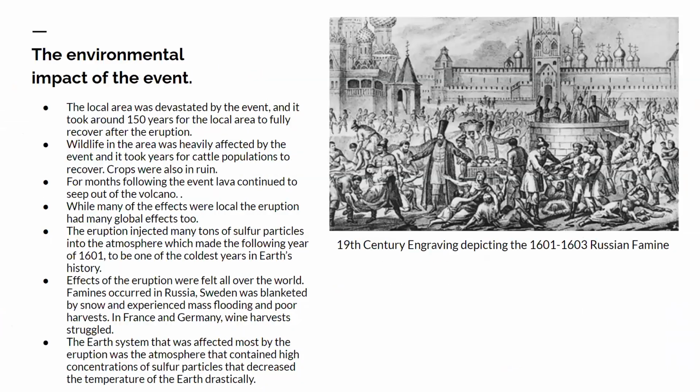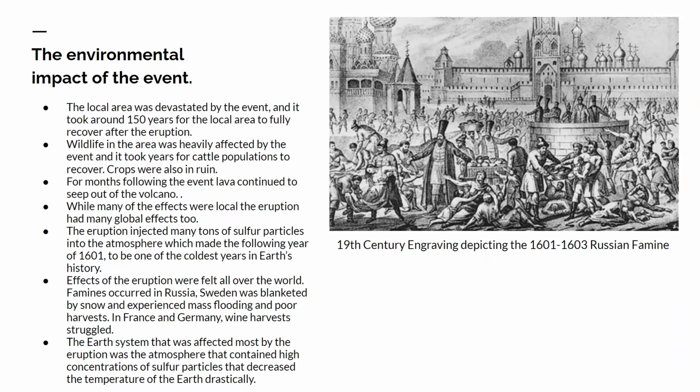Awesome. So now we're going to talk about the environmental impact of the event. As we already talked about, the local area was devastated by the event, and it took around 150 years for the local area to fully recover after the eruption. As we already talked about as well, wildlife in the area was heavily affected. It took years for cattle populations to come back, and crops were also in ruin. For months following the eruption, lava continued to seep out of the volcano.